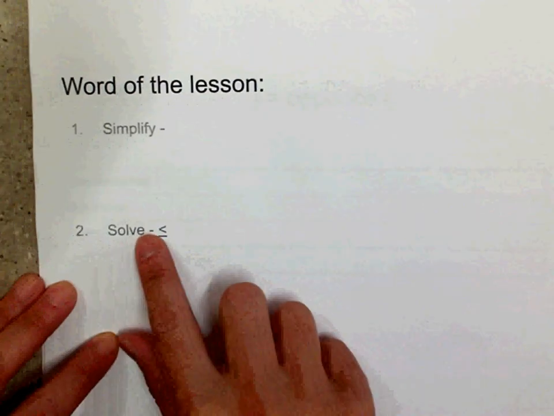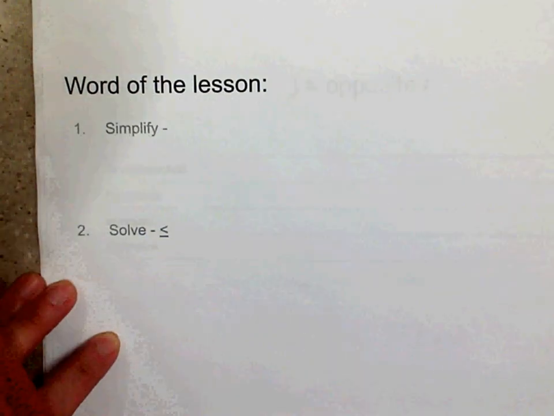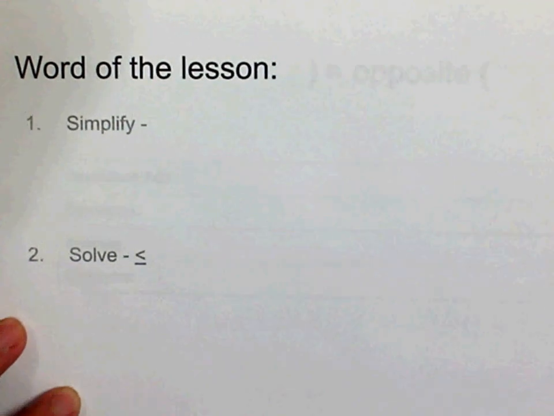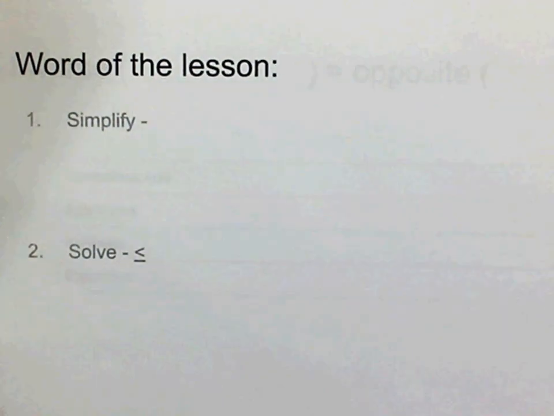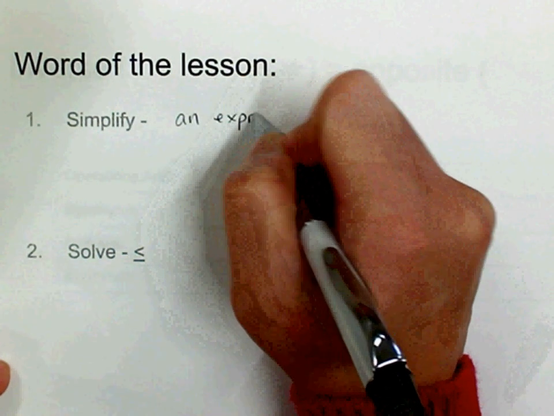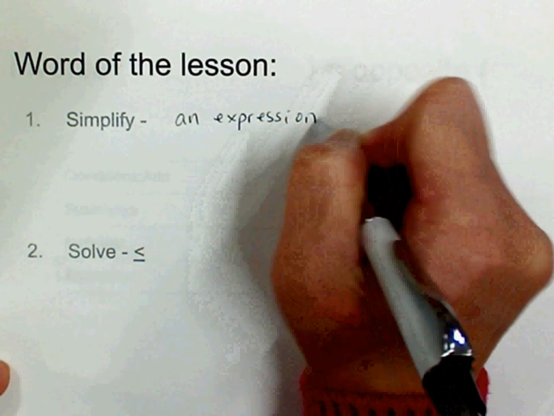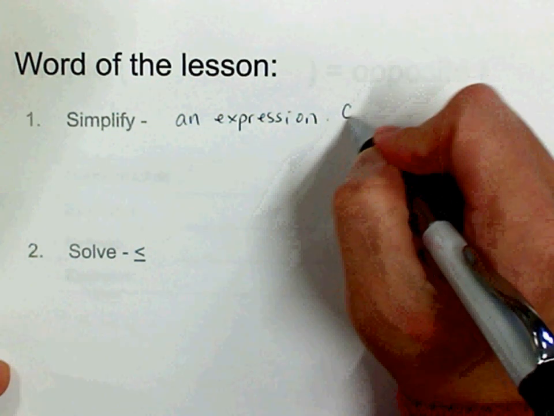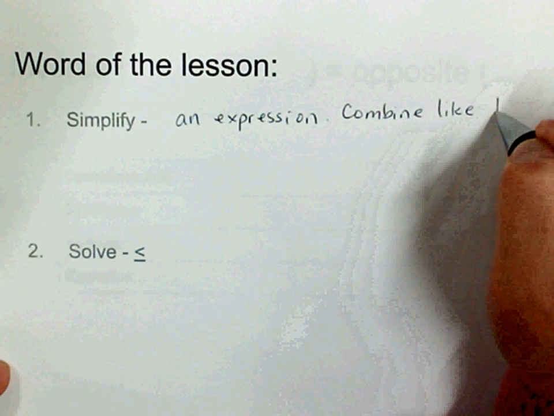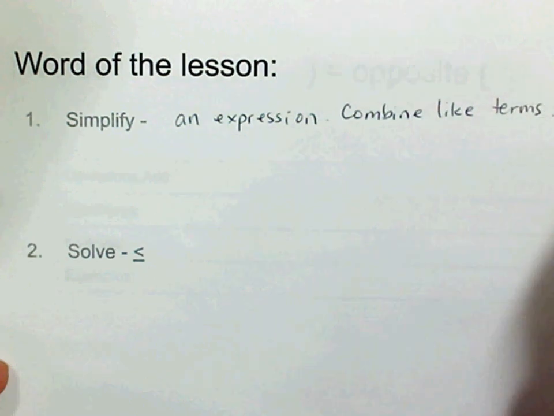So the two words you guys are learning, okay, is the word simplify and the word solve. In simplifying, you do it in an expression. Remember, the word expression has no equation. And basically, you are going to just combine like terms. This is stuff that you have done before and we had a test over.